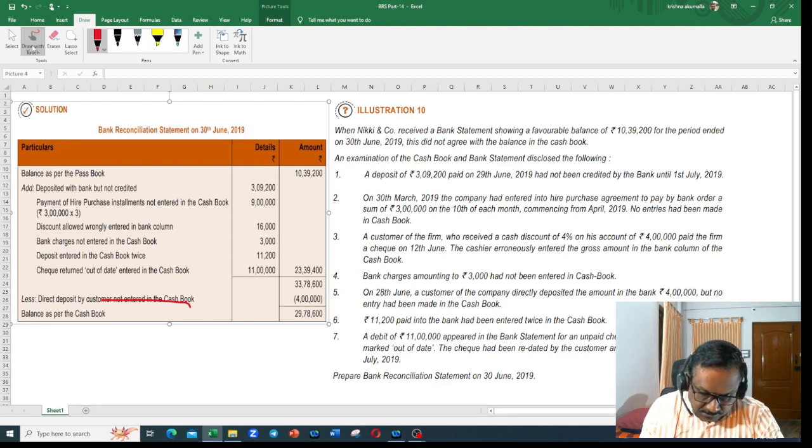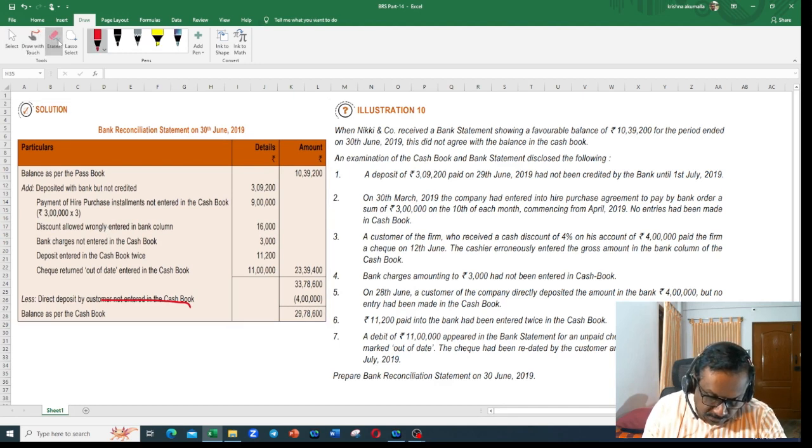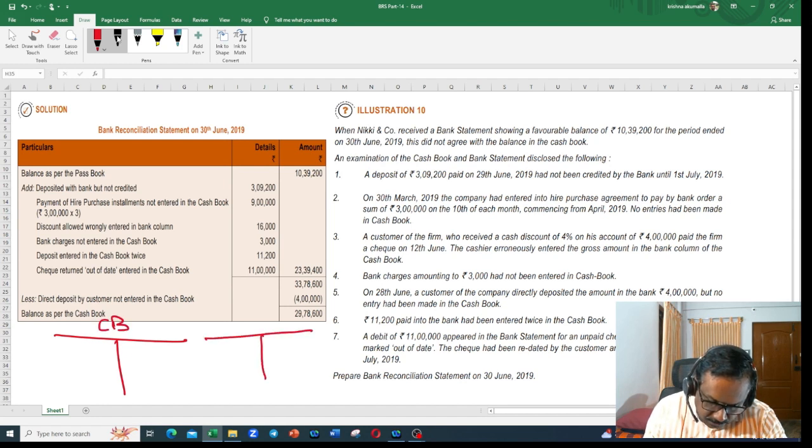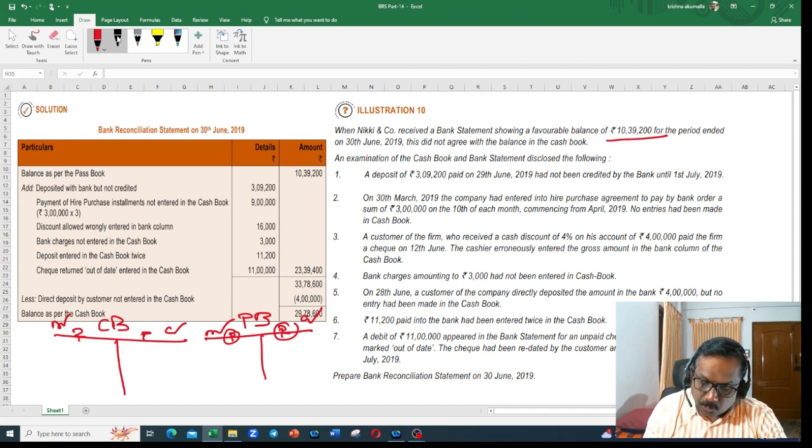one second. Yeah, what we do is we will first start preparing the passbook and cash book. This is cash book, this is passbook, debit, credit, debit, credit. This is receipt side, this is payment side, this is payment side, this is receipt side. This is common. What balance have they given? 10 lakhs 39,200. This is the balance they have given, 10 lakhs 39,200 as per passbook. So favorable balance 10 lakhs 39,200.